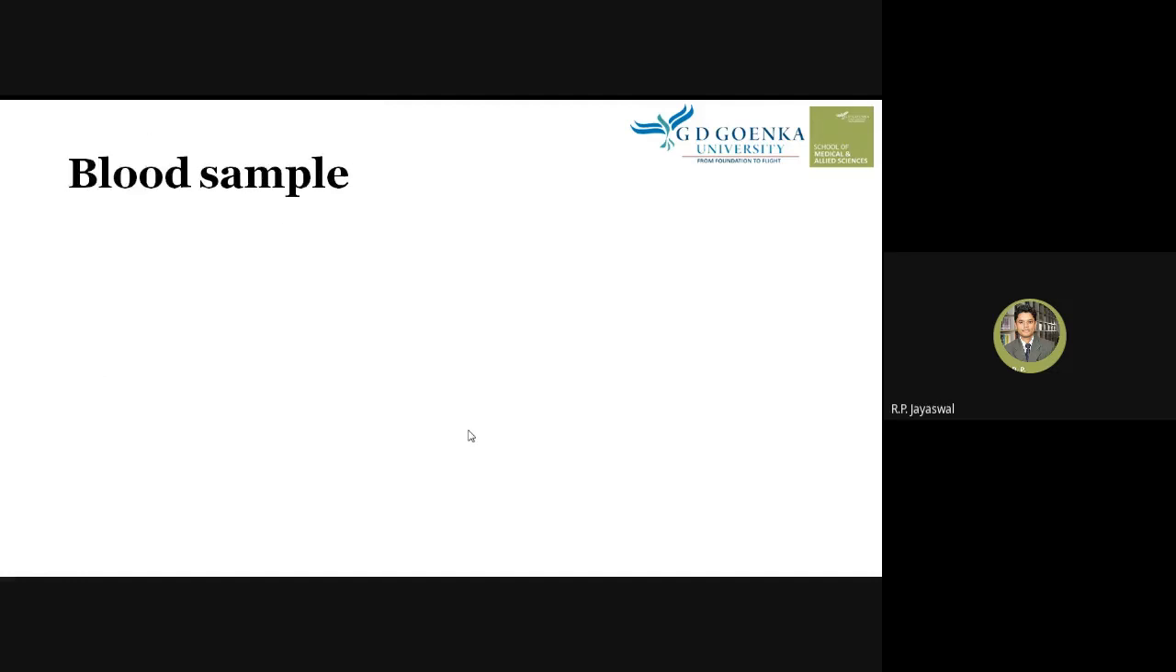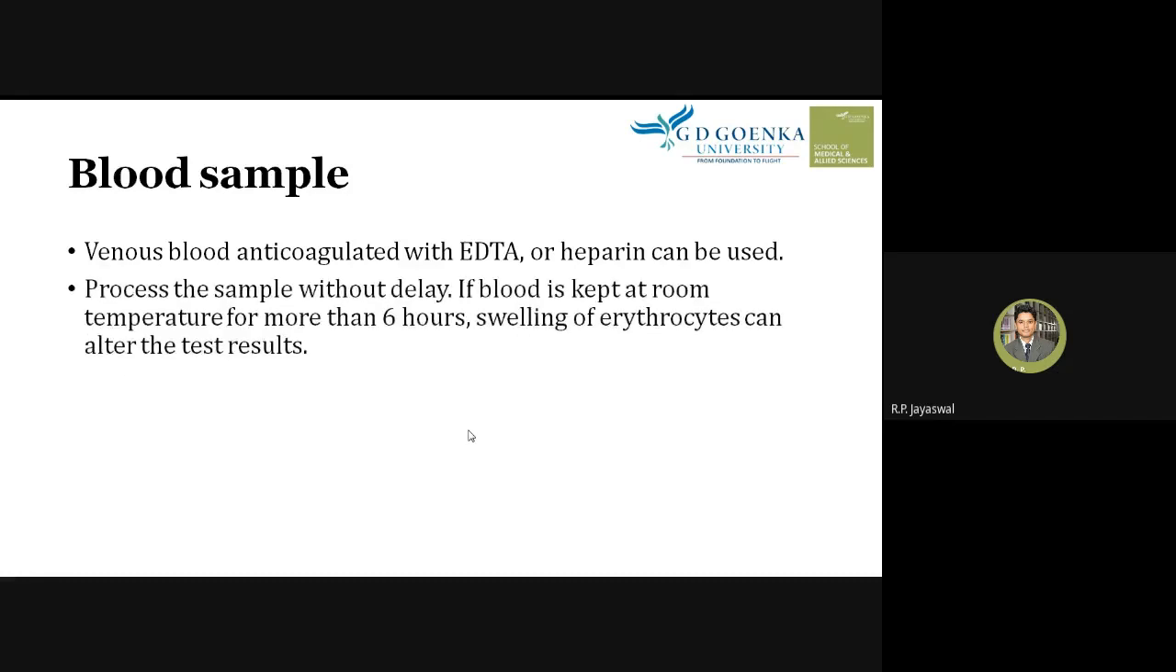Blood sample. This is the sample we need to collect. Venous blood anticoagulated with EDTA or heparin can be used. This is the sample of choice. When we collect the blood sample, we need to take an anticoagulant, which is EDTA, or we can take heparin as the anticoagulant. Process the sample without delay.